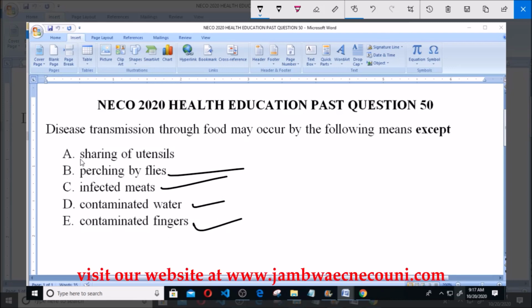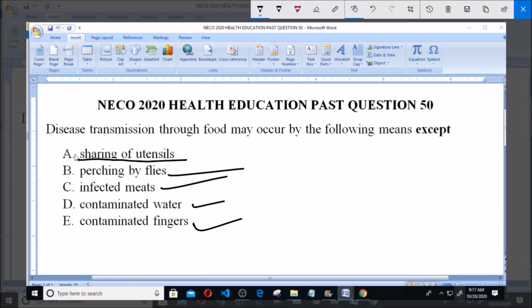Now, sharing of utensils is not actually a way of transmitting disease through food, because when utensils have been shared, it's ensured that they are sterilized by washing them properly with soap and water before they are used. So this is not a means of transmitting disease, and therefore we can say this is the answer to this question, because the question is asking us for what is not a means of transmission of disease through food. So option A is the correct answer to this question.